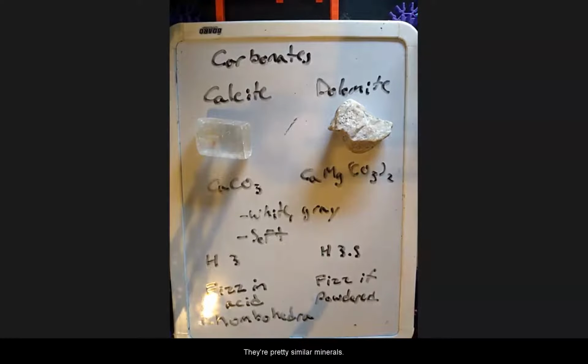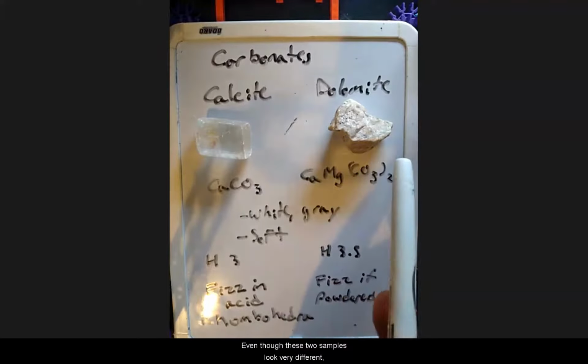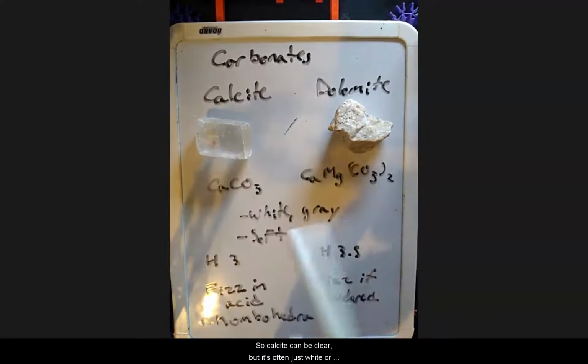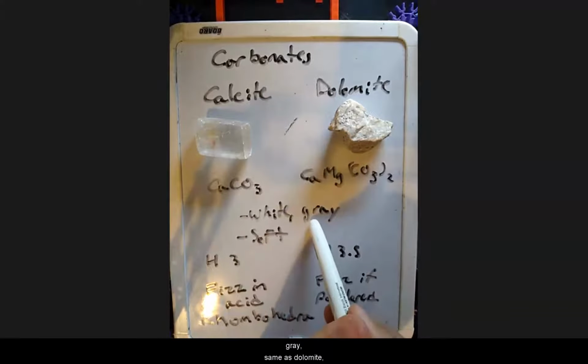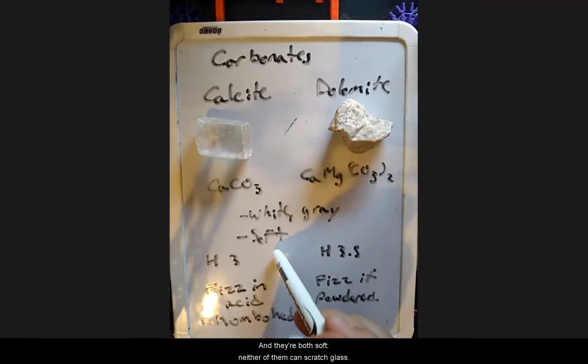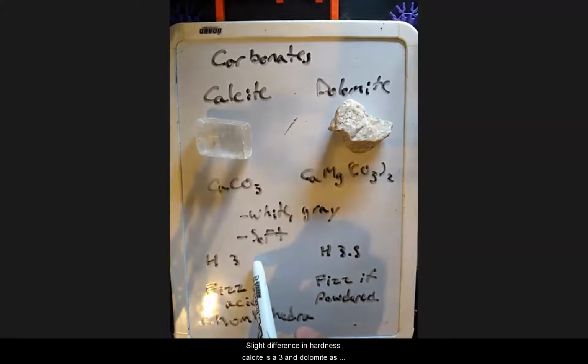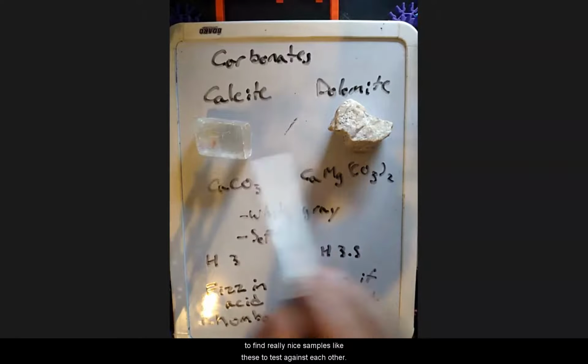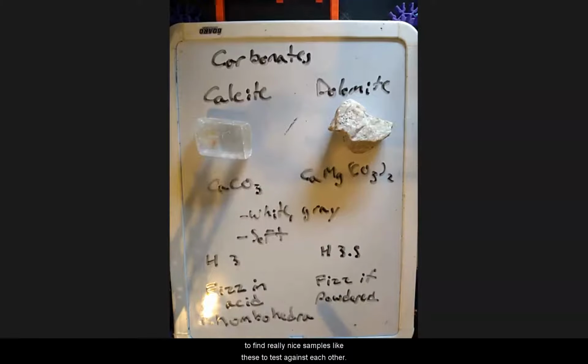They're pretty similar minerals, even though these 2 samples look very different. They don't have to always look this way. Calcite can be clear, but it's often just white or gray, same as dolomite, or they can be stained other colors. And they're both soft. Neither of them can scratch glass. Slight difference in hardness: calcite is a 3 and dolomite is a 3.5, but you're often hard pressed to find really nice samples like these to test against each other.